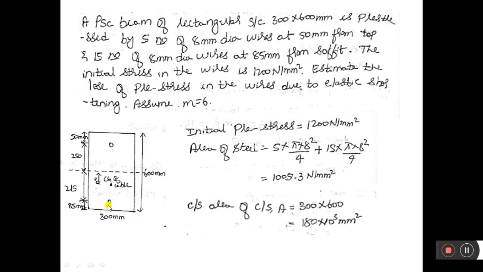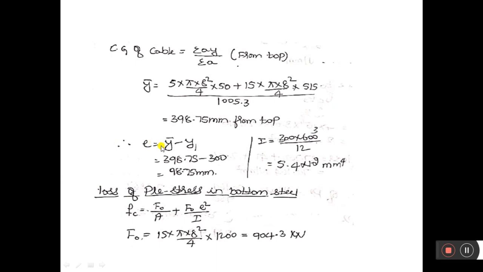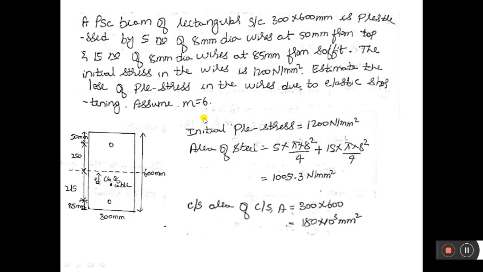So the CG of these two cables is 398.75 mm from the top. From the top, the CG is lying at 378.57 mm, from here to here. So from here to here, this is the eccentricity of a cable with respect to the centroidal axis. So here to here it is eccentricity, it is shown here.